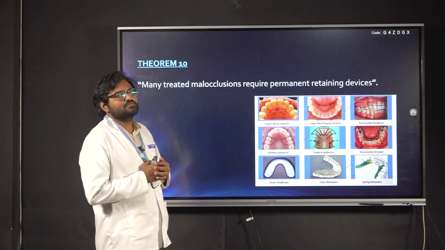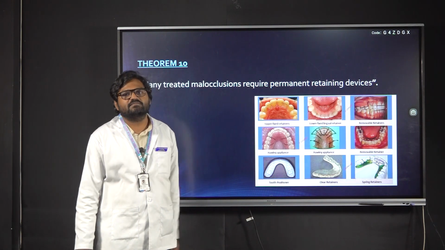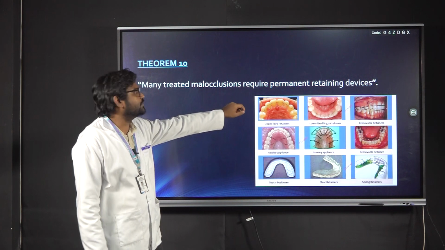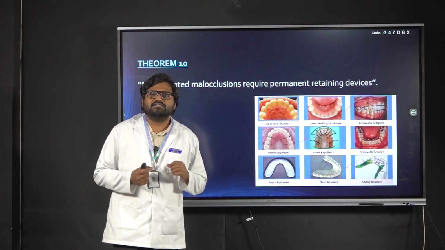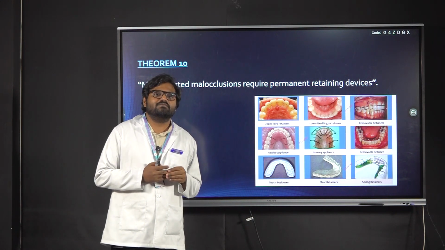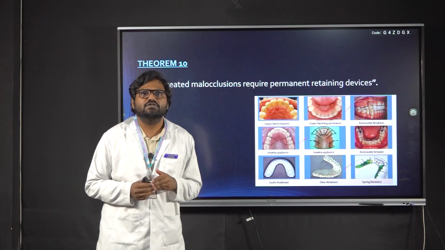And last, the 10th theorem. The first 9 theorems are given by Riddle, and the 10th theorem is given by Moyers, which says that many treated malocclusions require permanent retaining devices. Yes, no matter what, as there is some amount of relapse that is going to happen, and you do treatment for months and years, and if relapse happens, it will be a waste of time for you and the patient both.